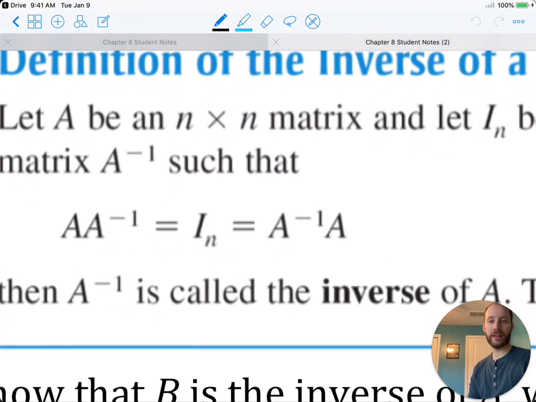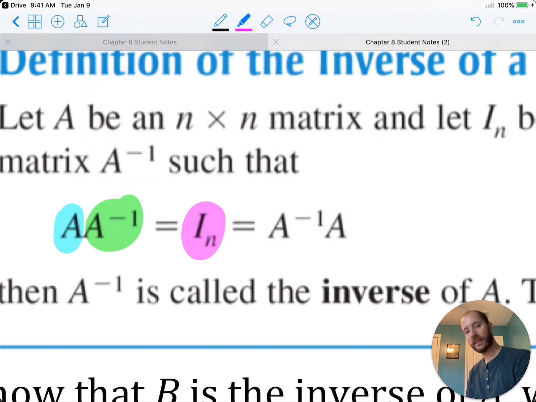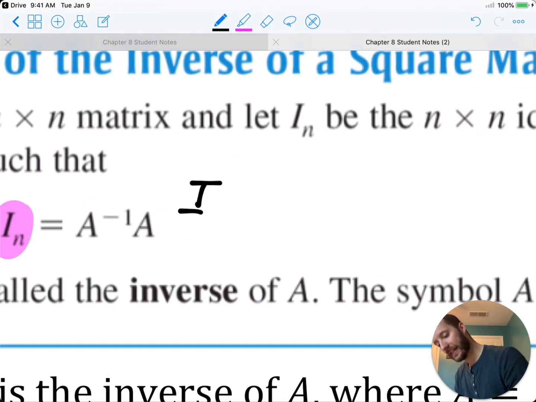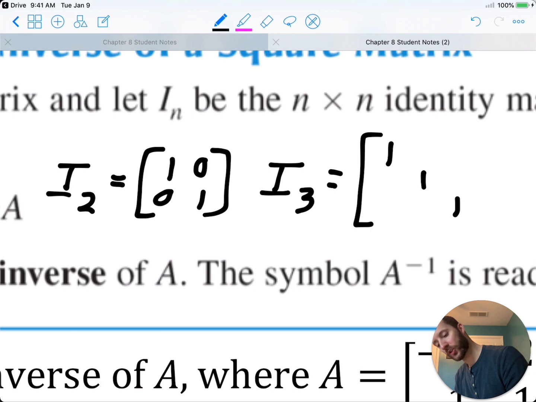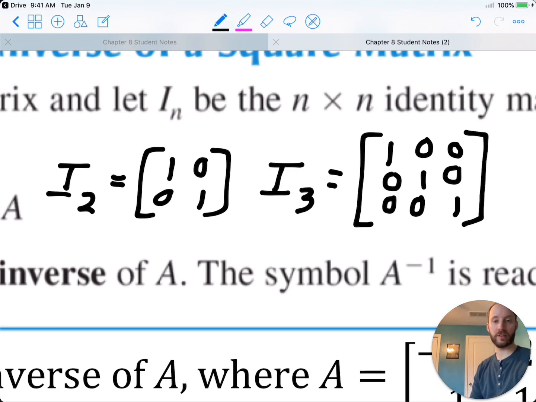So you have A and you have A inverse, and they can multiply together to give you the identity matrix. And the second identity matrix, 1's diagonally, 0's everywhere else. The third identity matrix, again looking for square matrices, 1's diagonally going from top left to bottom right, 0's everywhere else.